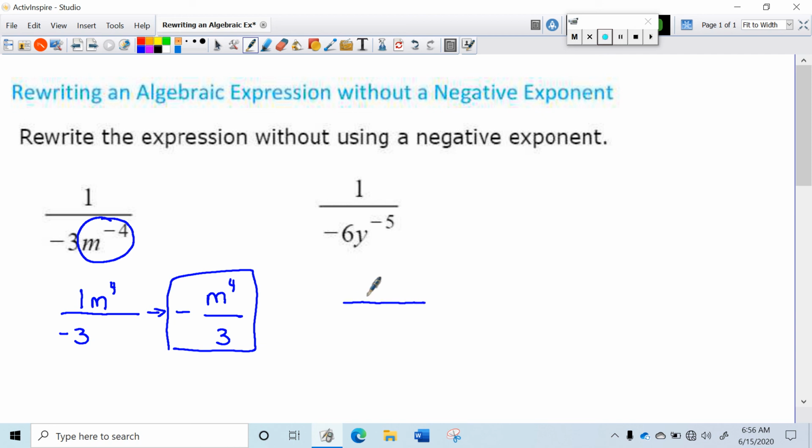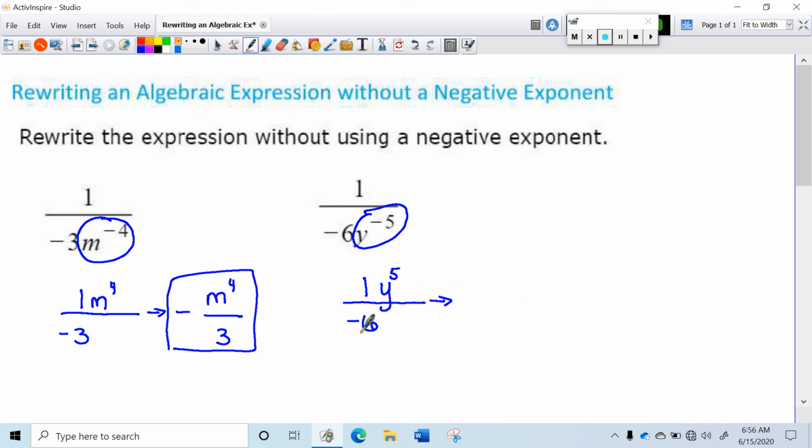On the next one, 1 doesn't have an exponent, don't move it. Negative 6 doesn't have an exponent, don't move it. The y to the negative 5 has an exponent. It's a negative exponent. Since it's negative, you move it to the top. Since it's already on the bottom, that takes the negative sign away.